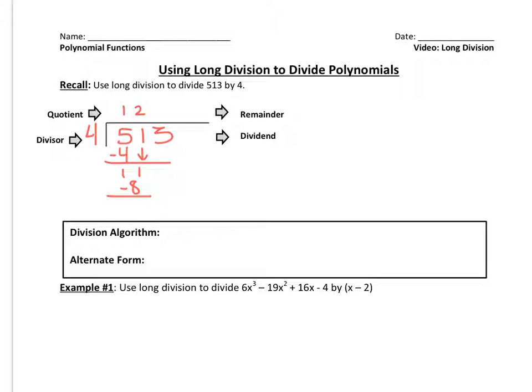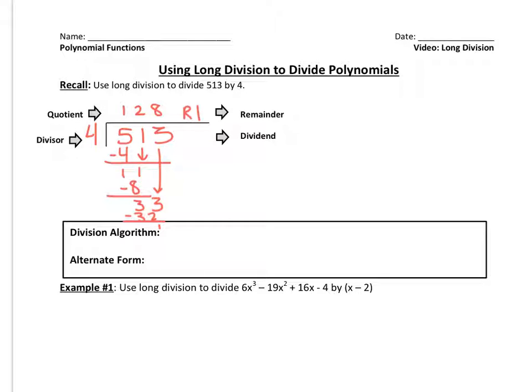So then we multiply 2 times 4, that gives us 8, and we subtract and we get 3. How many times does 4 go into 3? It does not, so we bring down the next term, which is a 3. And now we'll figure out what times 4 gives me 33, which is 8. And then 8 times 4 is 32. So we subtract these, and we get a remainder of 1. So this is how we write the problem. If I wanted to get 513, I would take 128 times 4, and then add the remainder.